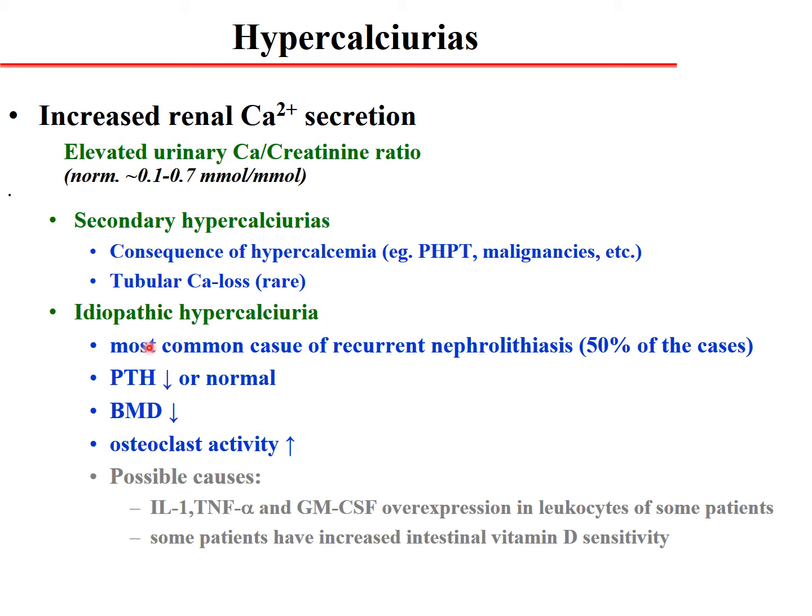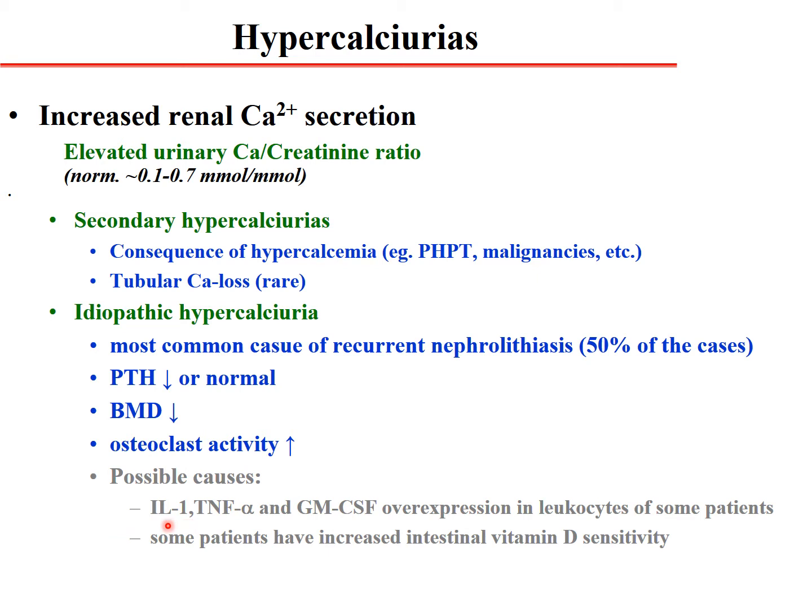Idiopathic hypercalciuria, we have no clue what the cause is. Probably some kind of transporter mechanism is genetically altered. But this is the most common cause of recurrent nephrolithiasis, for example, in 50% of the cases. In this case, the PTH level usually is low or normal, and the bone mass density is lower, but the osteoclast activity is higher.